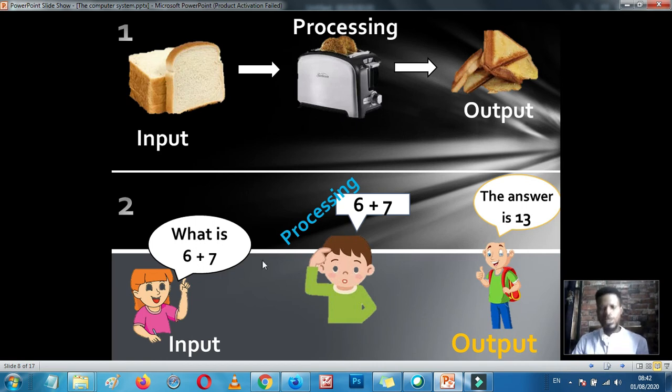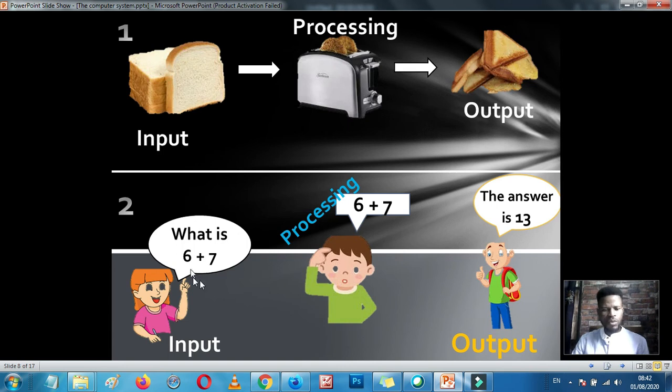Now, a simple process. The teacher asks a question: what is 6 plus 7? John takes it as the input, and he starts processing it in his brain. Then it brings out the information: oh, I know the answer. The answer is 13. It comes out from his mouth, which is the output.